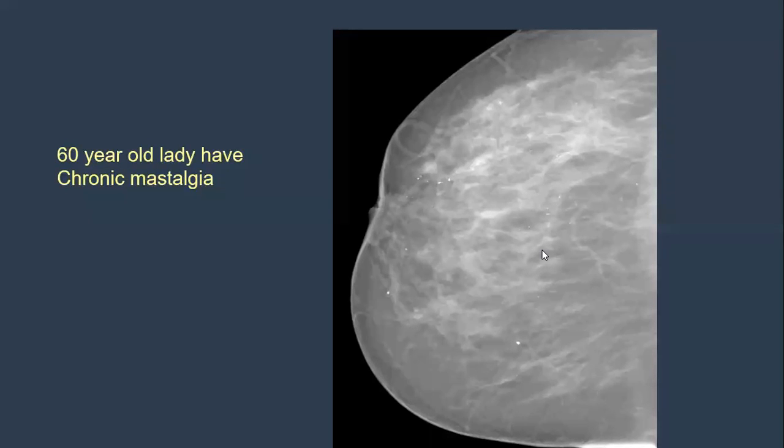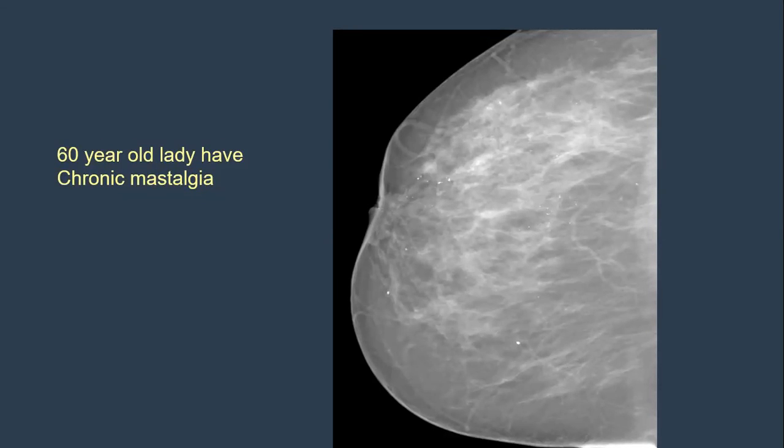What about this case? Did you see an abnormality? This is a craniocaudal view of the right breast, showing global asymmetry at the lateral part of the breast with associated architectural distortion. Where is the architectural distortion? At the lateral part of the breast.